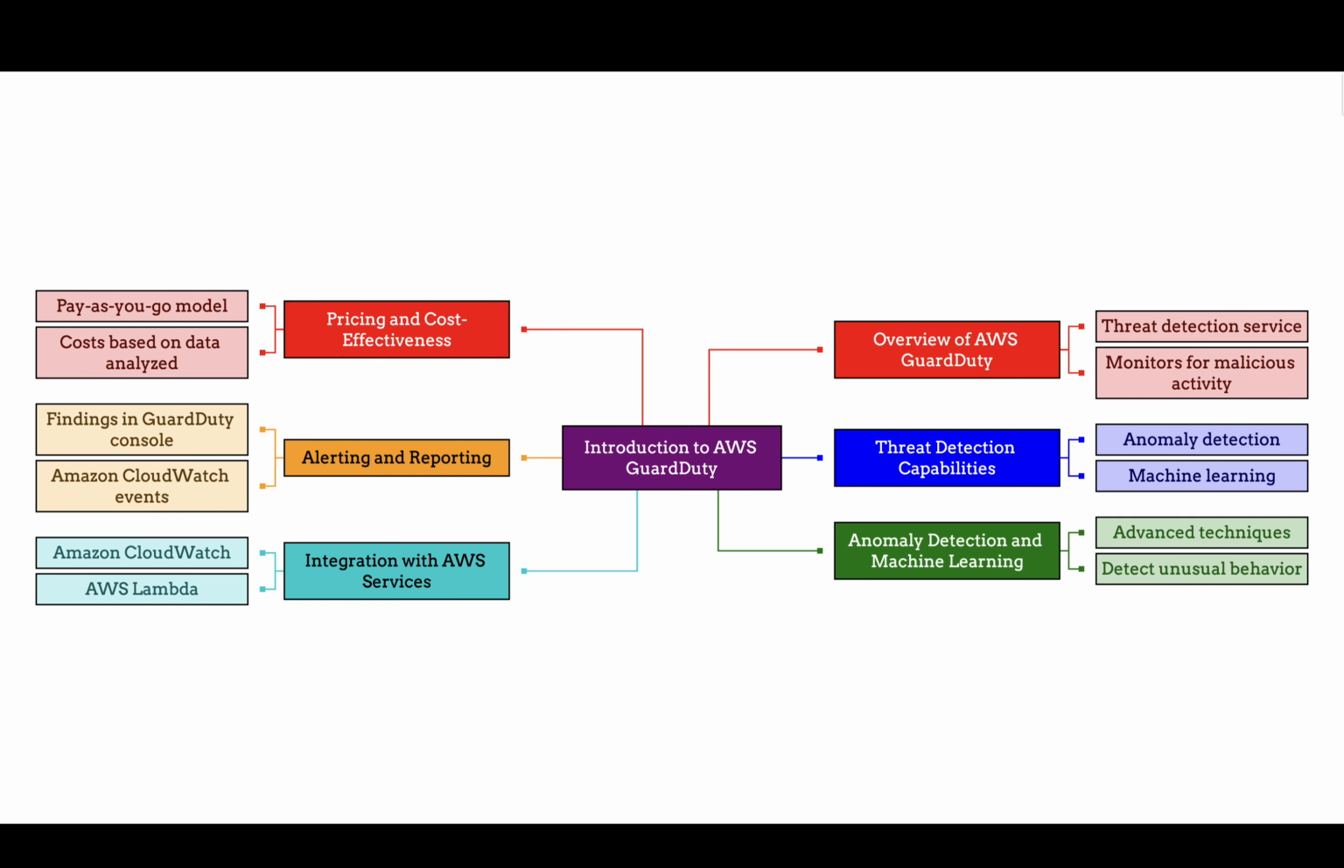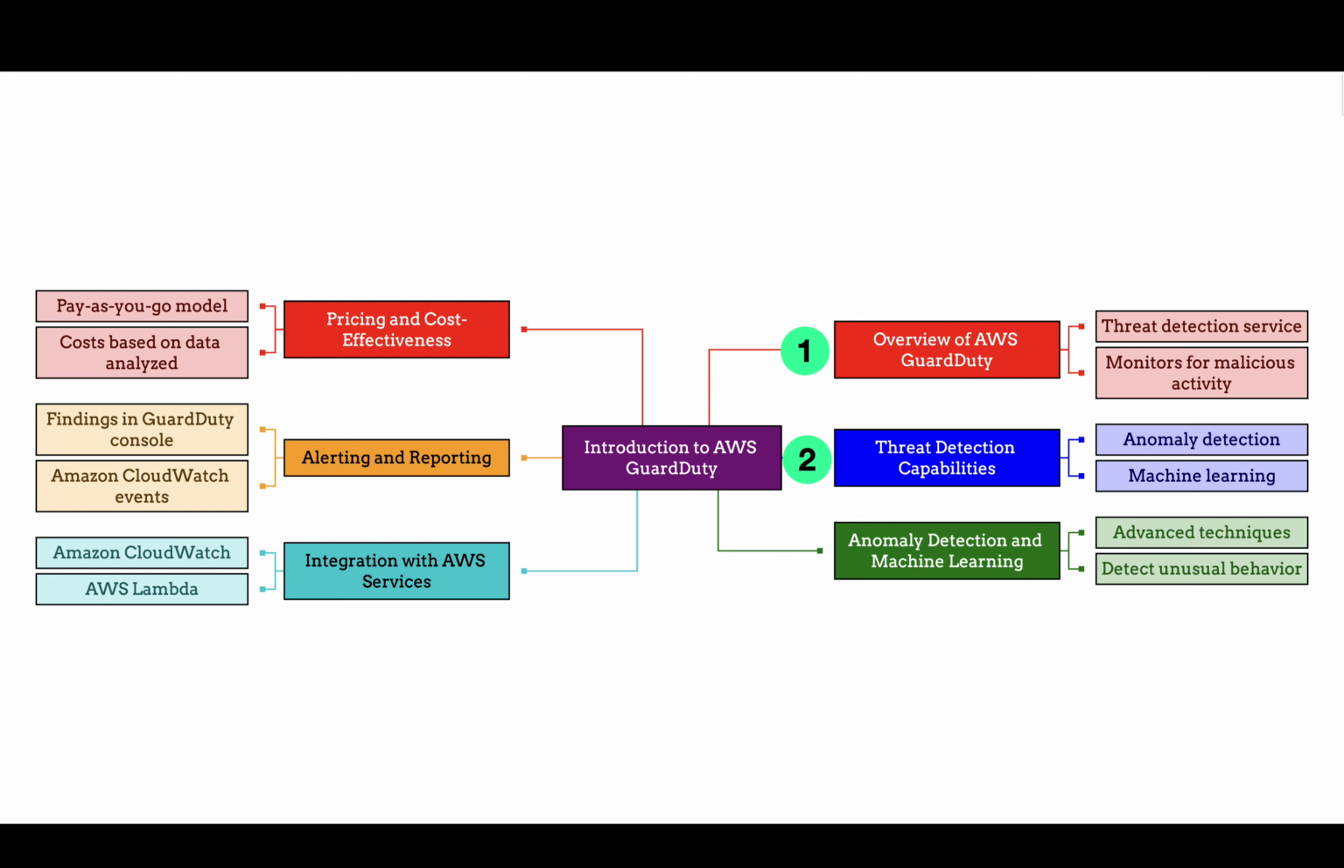Introduction to AWS GuardDuty. 1. Overview of AWS GuardDuty. AWS GuardDuty is a threat detection service that continuously monitors for malicious or unauthorized behavior to help protect your AWS accounts and workloads.